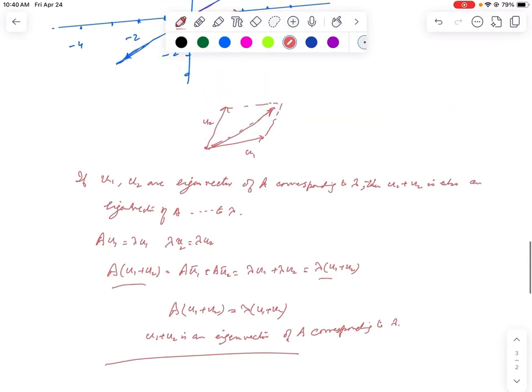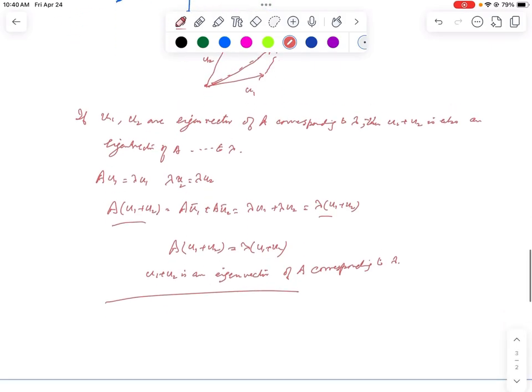Actually, what does this prove? First, we saw that A times Cx gives us lambda times Cx. And now we saw A times (x1 plus x2), or u1 plus u2, gives us lambda times (x1 plus x2).